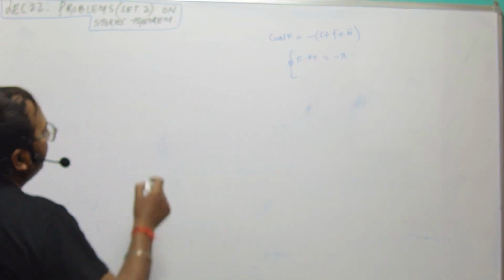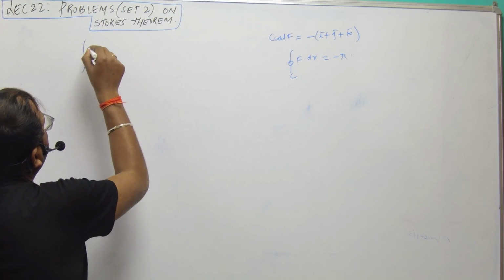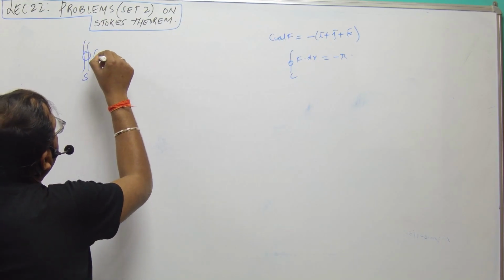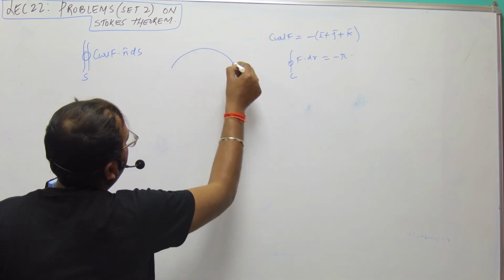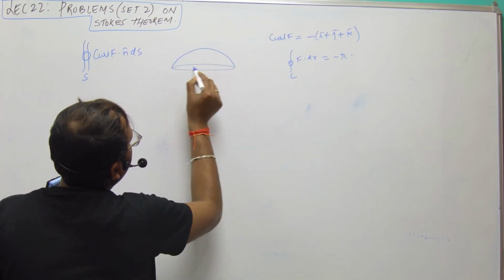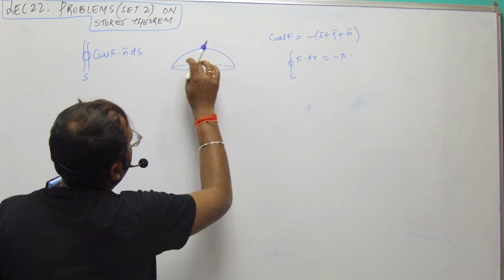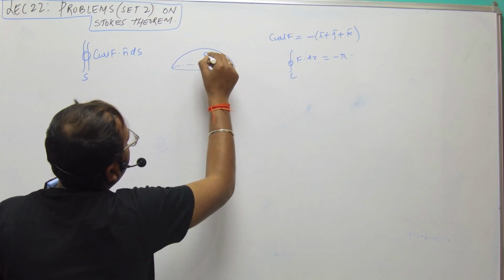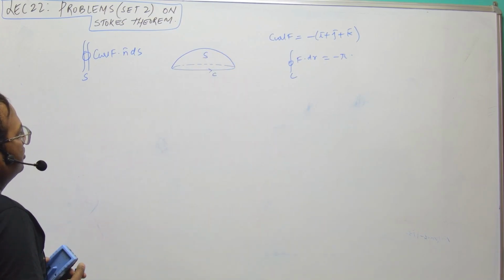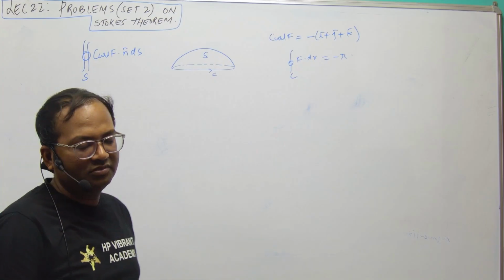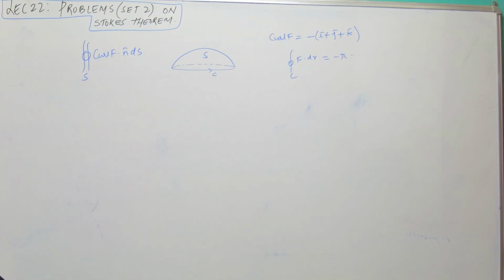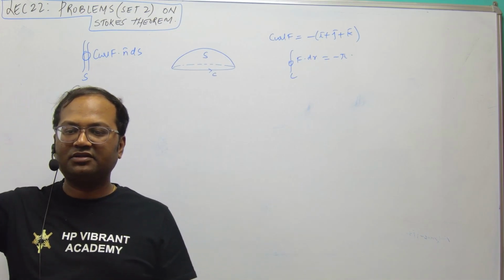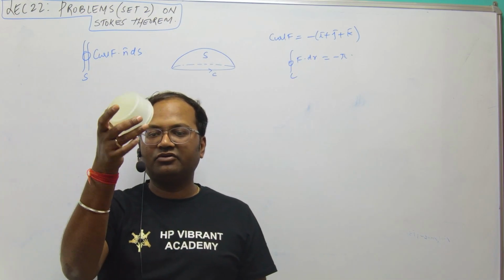Now we have to find the value of the surface integral along the surface S of curl of f dot n cap into ds. This is our curved surface and this is our curve C, and this is surface S. Now let us apply the Gauss divergence theorem. For applying it, we have to close this surface from the bottom. So let us understand this. We have a hollow surface like this.